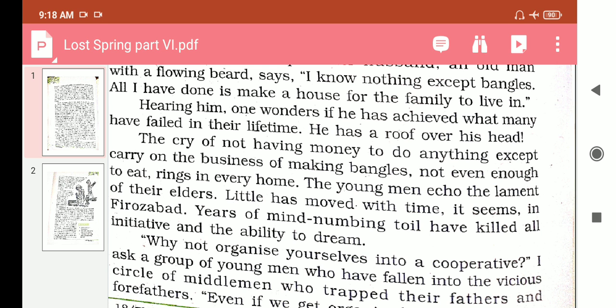The cry of not having money to do anything except to carry on the business of making bangles, not even enough to eat, rings in every home. The young men echo the lament of their elders. Little has moved with time. It seems in Firozabad years of mind-numbing toil have killed all initiative and the ability to dream.